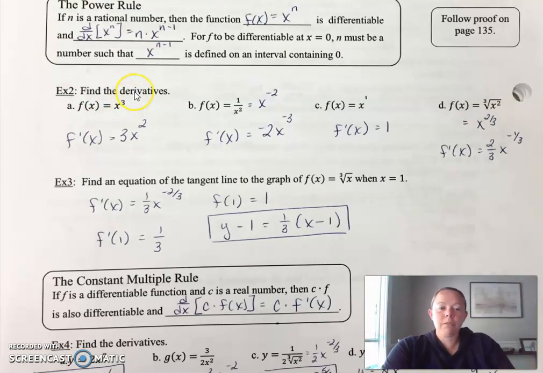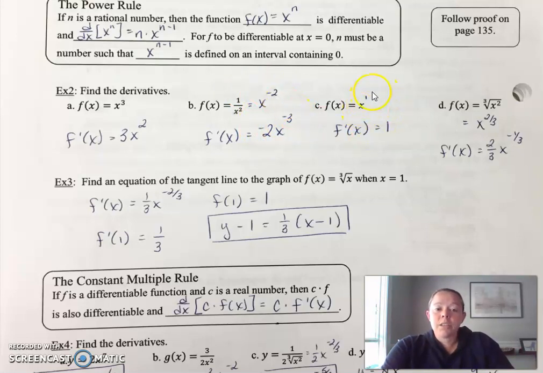So x cubed is a very basic one. You pull the 3 down, subtract 1 from the exponent. Now, in this case, the x is in the denominator. So you've got to move that x squared up and make it to the -2, then you can use the power rule. So pull your -2 down in front, subtract 1, be careful with the negative exponents.